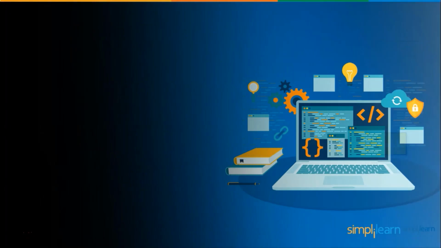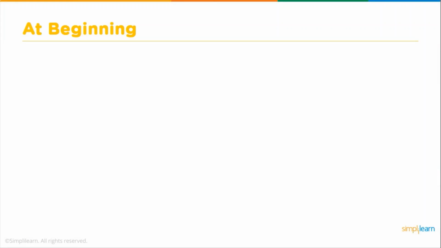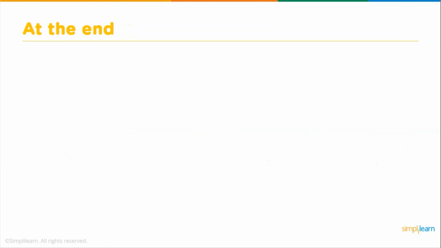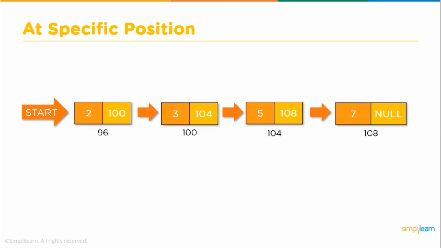Now let's discuss deletion. First up, deletion at the beginning. We have to change the first node's address to the null to execute this. Next up, deletion at the end. We have to change the second last node's address to the null. Next up, deletion at a specific position. We will change the reference address of the previous node to the next node's address.